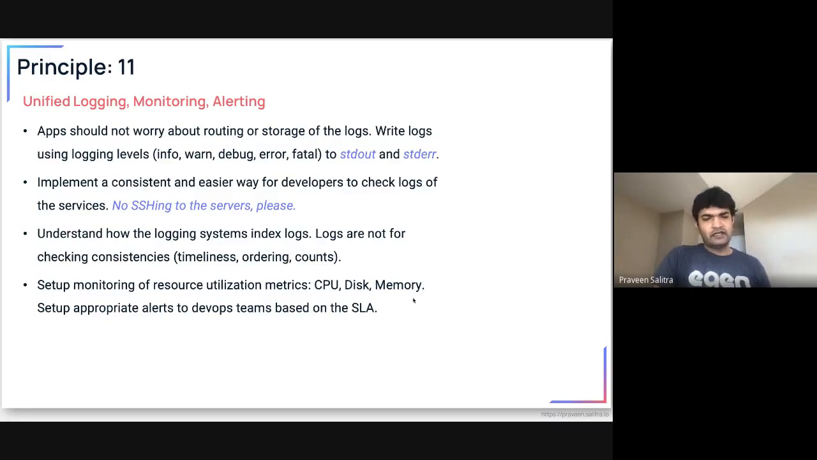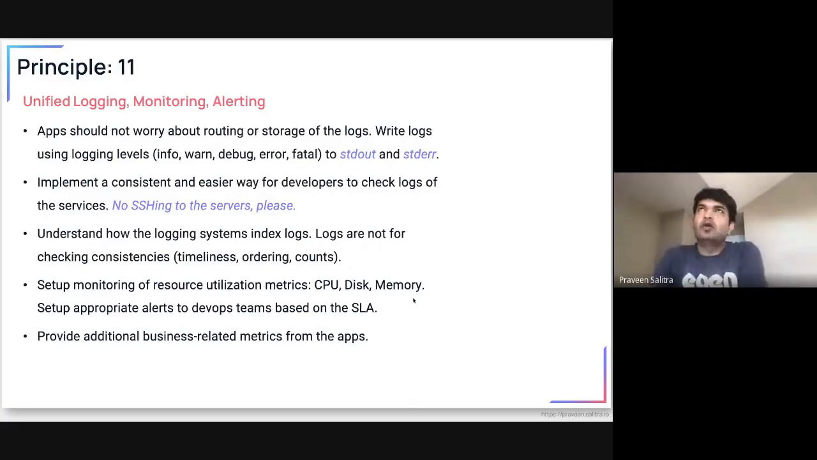So on that sort, you may want to use how much CPU my services are utilizing, how much disk, memory, and based on that, you can put some sort of automation alerts as well, so that your DevOps team can go and check that. And then you can have some other additional business-related metrics as well. Maybe your business or your leadership wants to know every hour, tell me how many orders are getting placed on this platform, right?